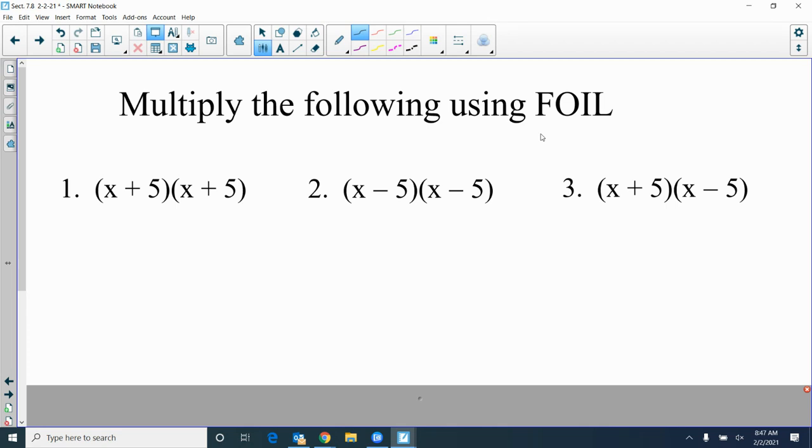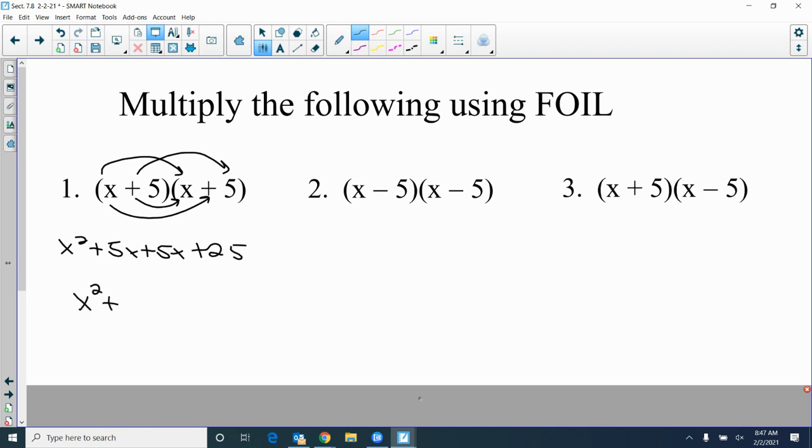These are all FOIL problems. X times X is X squared. X times 5 is plus 5X. Plus 5X. Plus 25. All right, take a look. Think, what's the final answer? Preston, what would be my final answer? X to the second plus 10x plus 25. Yes, that would be my final answer.